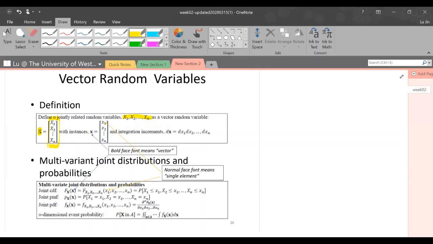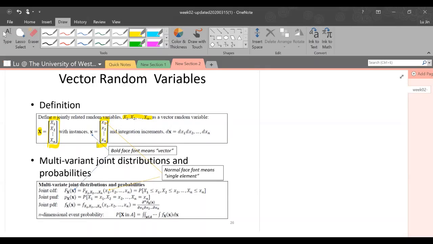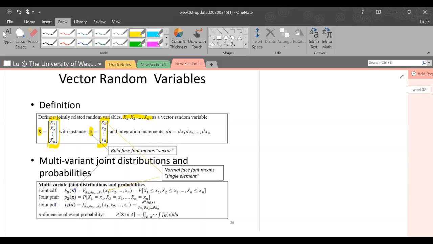With instance x equal to another vector, so lower x1, lower x2 until lower xn, and this group of x parameters will be organized into another vector which is called lower x, boldface font, a vector. So we call that the capital X vector and the lower x vector for these two cases.